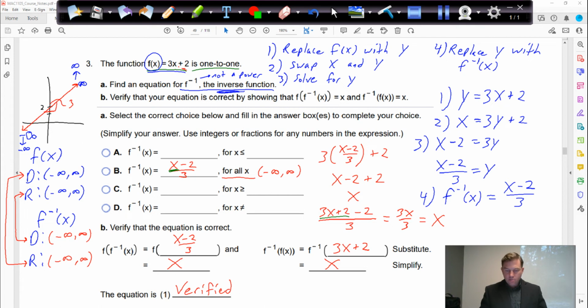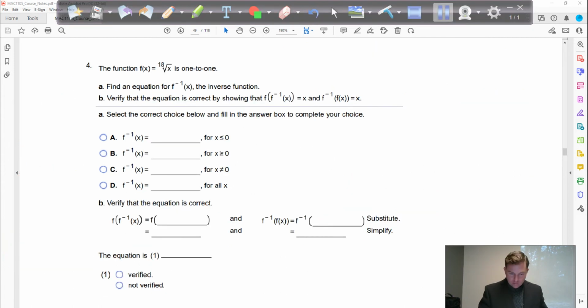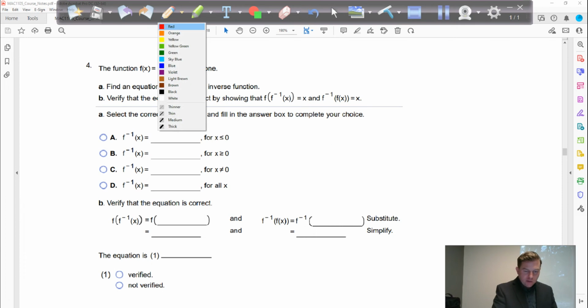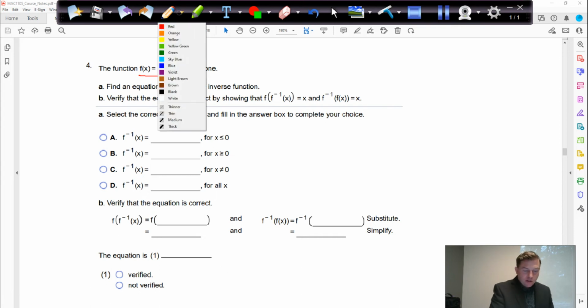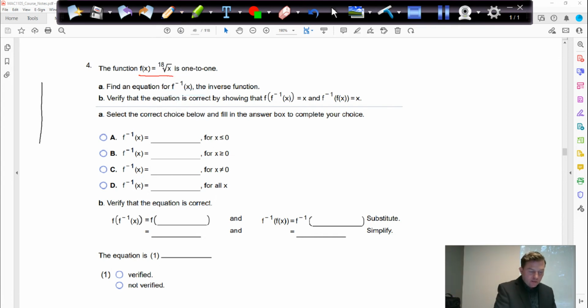A lot of steps there, but we'll do a few of these, so hopefully it'll catch on. Okay, 4 is the same thing. They gave us the function the 18th root of x, kind of an interesting problem here. It's actually not too different from the square root of x. So the 18th root of x is just like the square root of x. It starts at 0 and then it flattens out really fast.